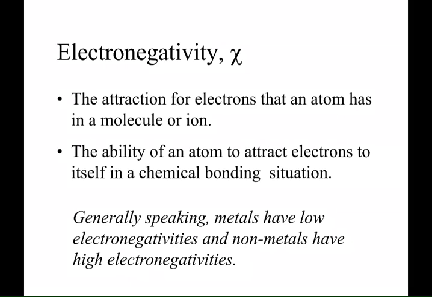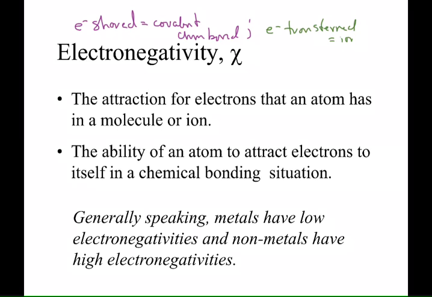A minute ago we said that if electrons are shared, that is equal to what type of chemical bond? That will give you a covalent chemical bond. And if electrons are transferred, that will give you what type of chemical bond? That will give you an ionic chemical bond. Okay.